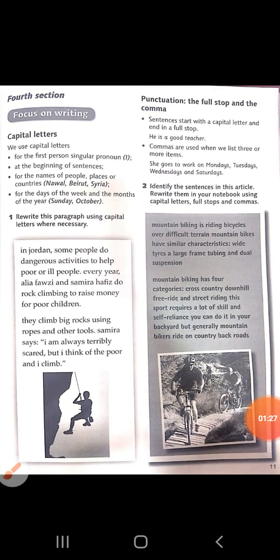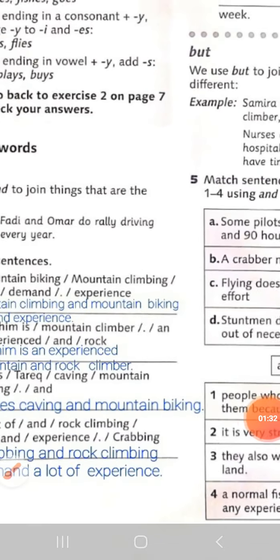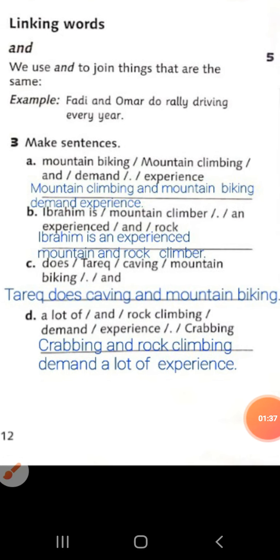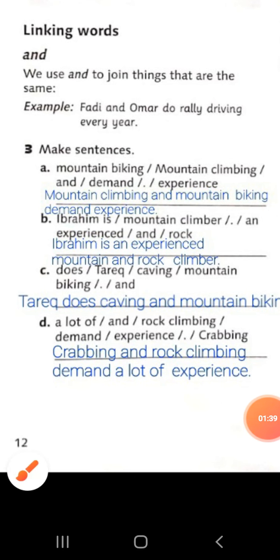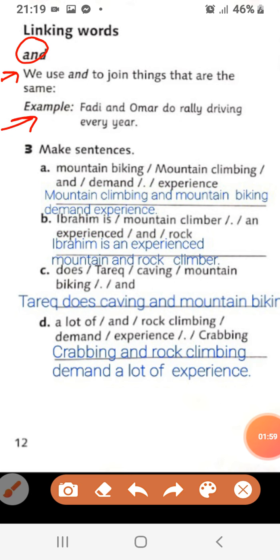Now let's move to page number 12. We're going to talk about linking words. عنا the linking word and. أوكي؟ أداة الربط and اللي بمعنى و. طبعا بيحكي لنا هون we use and to join things that are the same. بنستخدم أداة الربط and لحتى نجمع بين أشياء متشابهة. أوكي؟ هاي الإكزامبل اللي عنا إياه. فادي and عمر do rally driving every year.